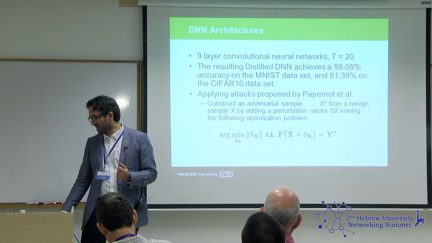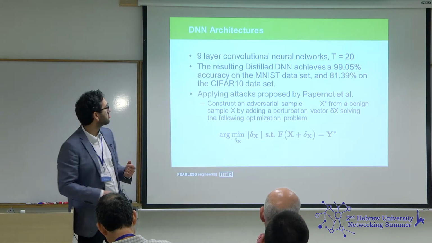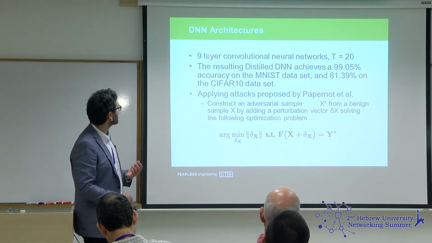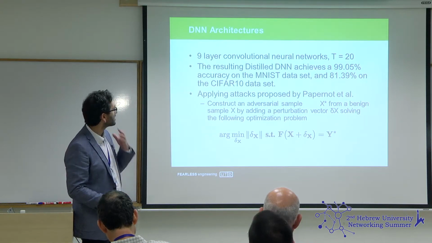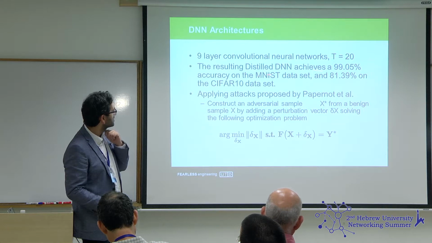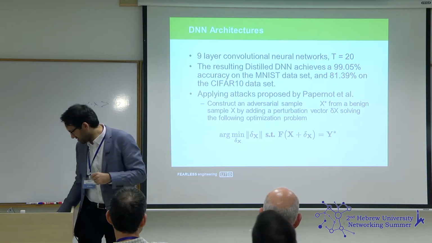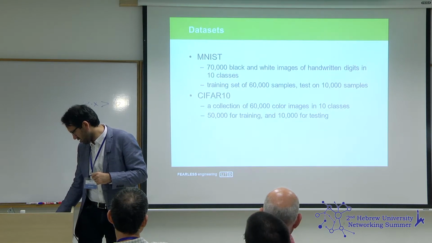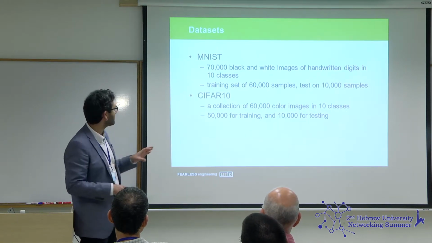And they look at how they came up with these results. They look at this 9-layer convolutional neural network, and remember the temperature parameter, they choose 20. And then the distilled network achieved this accuracy on this data set. I think that is out of order. Okay, sorry, there's a mix-up in my slides.